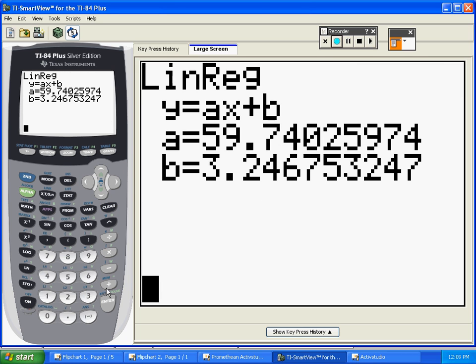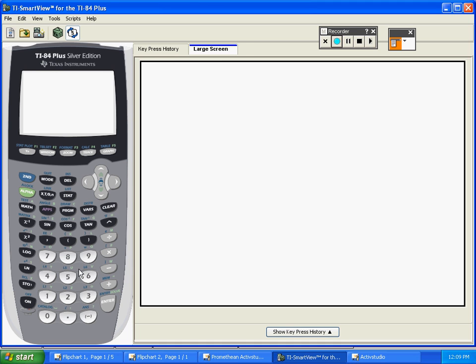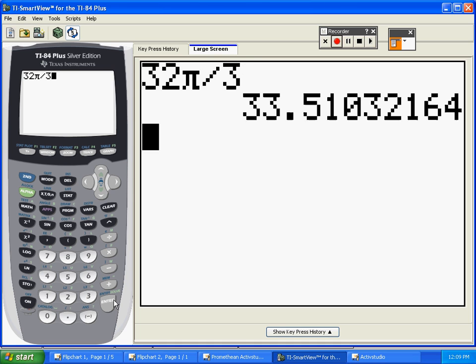What was the original problem, guys? 32 pi divided by 3. And you could write it in just like this because your calculator knows the order of operations. So it'll do the multiplication first. Enter. So I get my answer there.